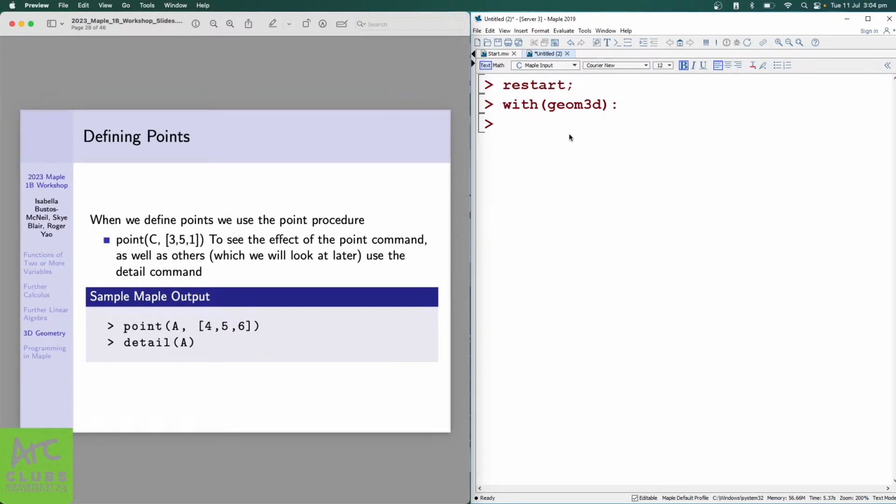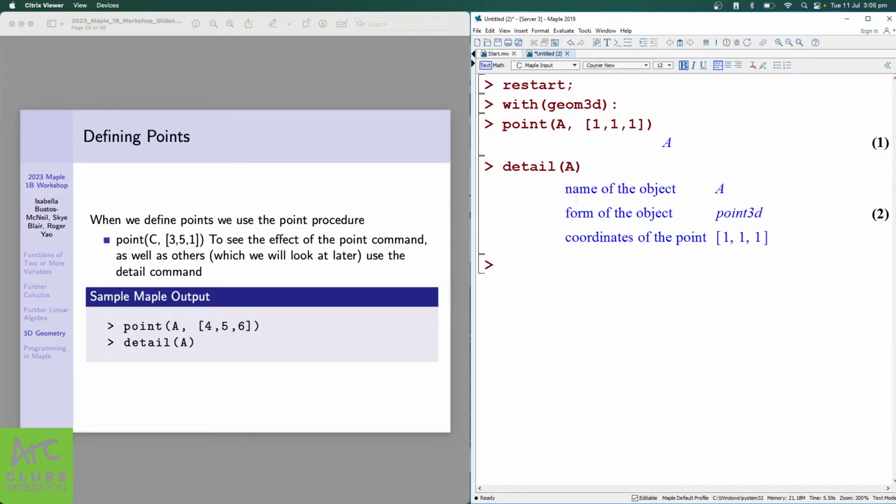Okay, first thing we're going to cover is how we can define points using the Geom3D package. Because we want to define a point, we tell it we're going to define a point, so we do point bracket, and we have to give this point a name. So let's call this A, and we have to give it the coordinates. So I have a point A with coordinates, let's say 1, 1, 1. And then Maple has defined this point A. Now, let's say supposedly we've forgotten what A is. We can use detail to uncover information about it. So we know that its name is A, it's a point, and it has coordinates 1, 1, 1.